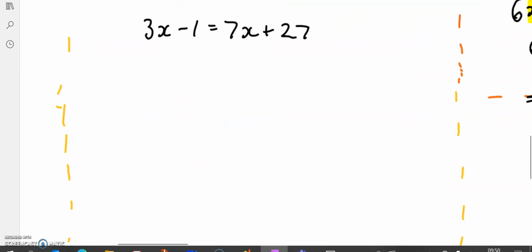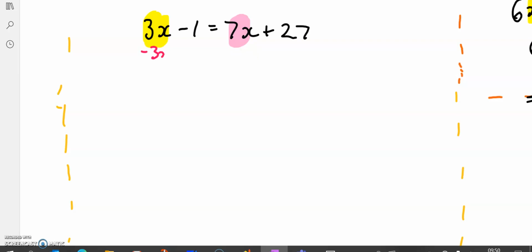Similarly, if I look at this one here, 3x minus 1 is equal to 7x plus 27. Hopefully you can see here that we've got x's on both sides of the equal sign. This one though, do you notice that the pink 7x is bigger than the yellow 3x? I think it's easier to get things so that we've got positive values rather than negative x's, and I'll show you what I mean by that. But instead of taking away 7x here, I think it's actually going to be easier if we take away 3x from both sides.